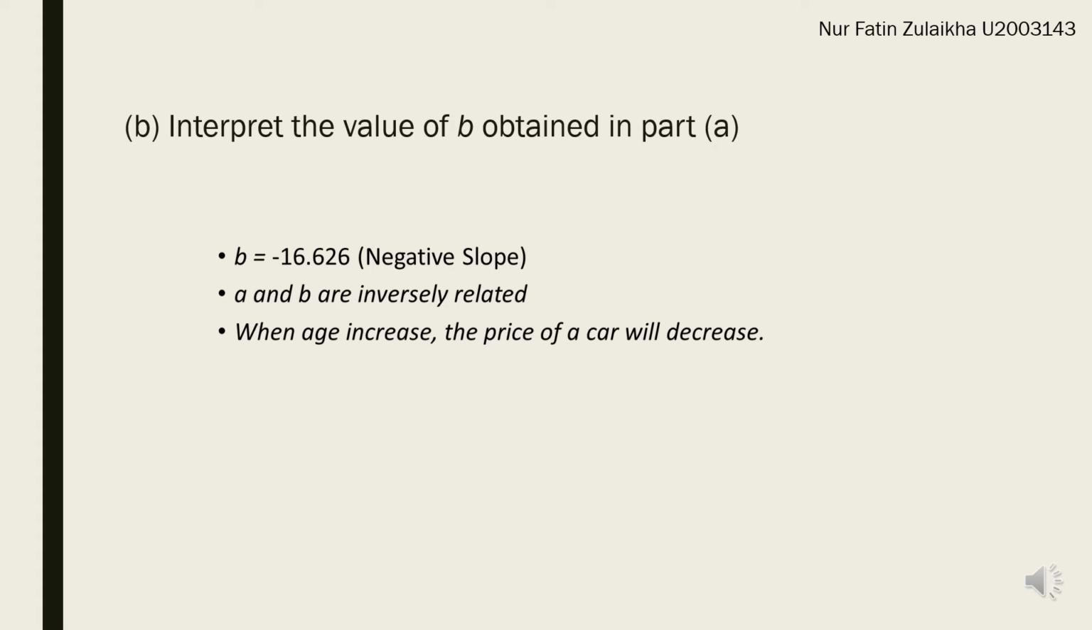Question 1b. Interpret the value of b obtained in part A. After finding the value of b in part A, you will find that b is equal to negative 16.626. This indicates that it is a negative slope. It means that x and y are inversely related. In this case, when age increases, the price of the car will decrease.